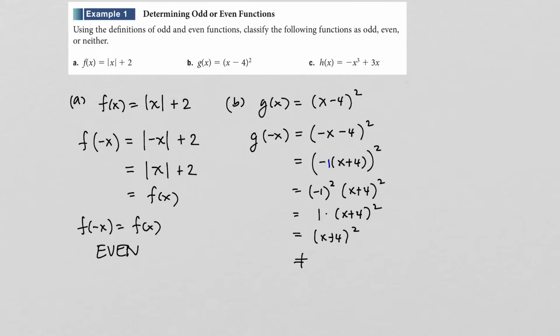Notice that this is not equal to g of x, right? This is not the same as the function we started with. It's also not equal to the opposite of g of x. So this is an example of a function that is neither even nor odd.